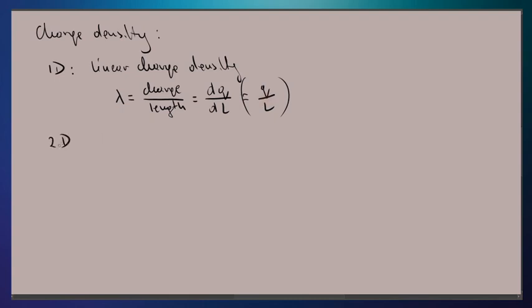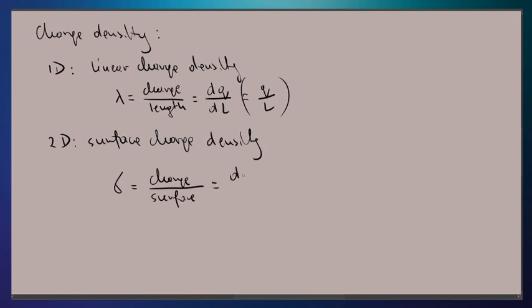So in 2D, surface charge density, the symbol for that is sigma, and this would be charge. How much charge do you have per surface? And so that would amount to dq over dA, a little bit of A. A stands for area. And I'm going to add 3D to this. I don't think we're going to do anything with 3D, but I'm going to add 3D to this.